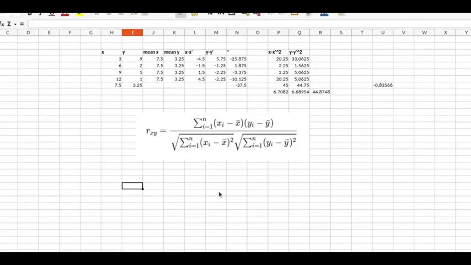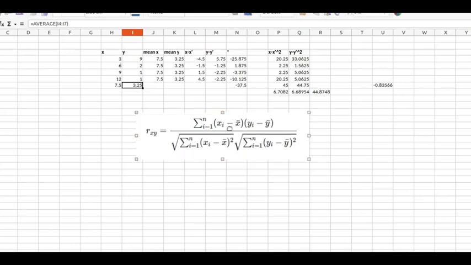This is an example of calculating the Pearson correlation coefficient in Excel, manually that is. So here we have the formula for Pearson's correlation coefficient, and up here we have our data set with our x and our y column. In our x column we've got 3, 6, 9, 12, and in our y column we've got 9, 2, 1, 1. We can see in this case we've got a negative correlation. So as x increases, y generally tends to decrease.